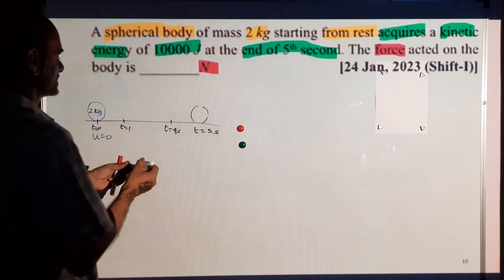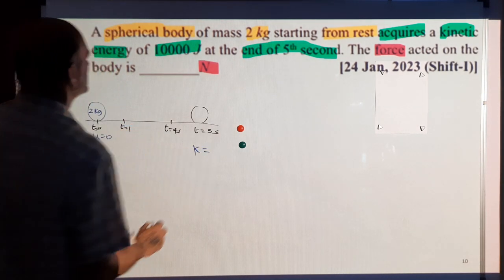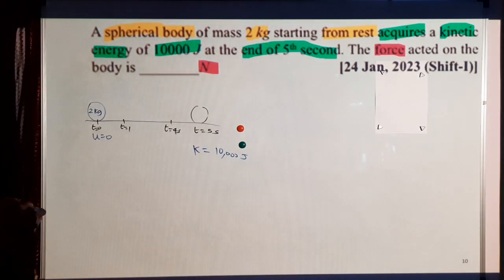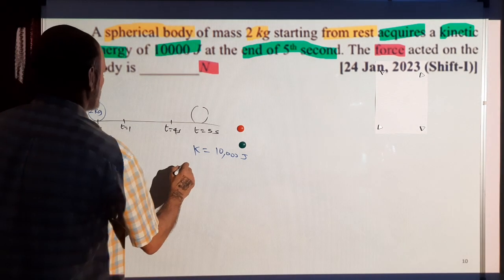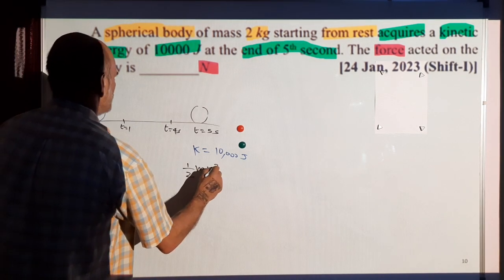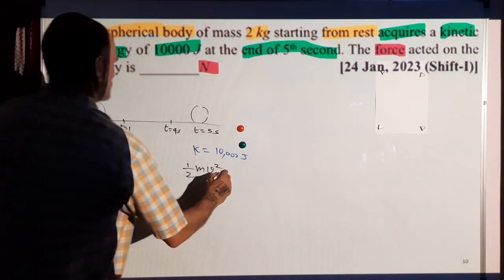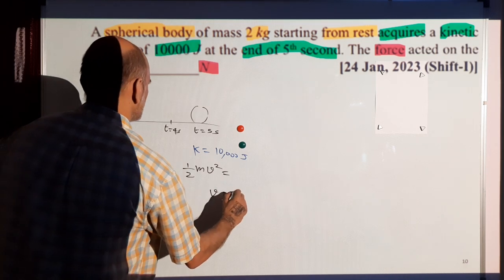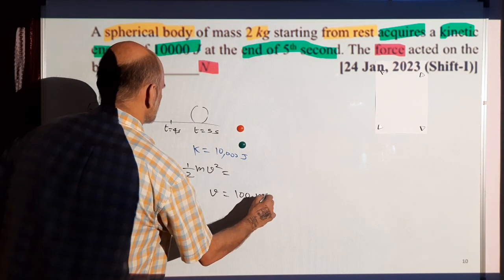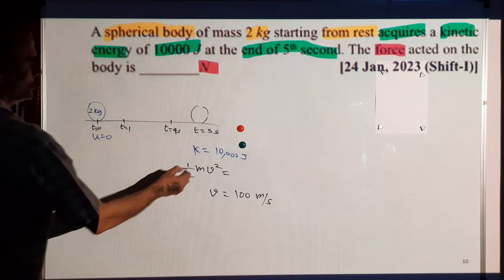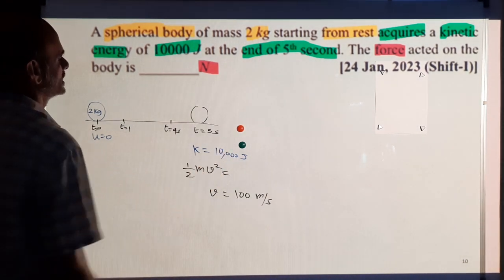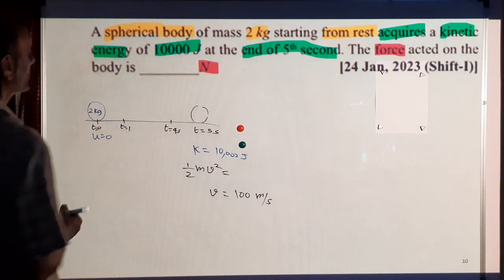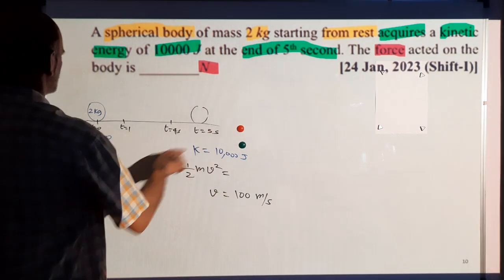So the energy at this instant is 10,000 joules. And this kinetic energy is half m v square, v at this instant. Mass is 2, so this will cancel. So v square is 10,000, so v is 100 SI units, meter per second. So at time t equal to 5 seconds, velocity is 100 starting from rest.